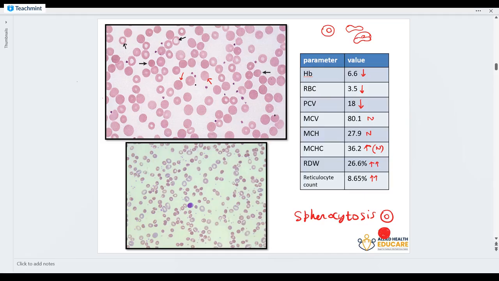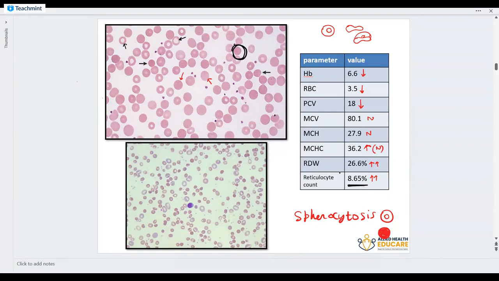So if the spleen encounters this type of abnormal RBC, it eliminates the RBC. This elimination of the RBC by the splenic macrophages leads to anemia. This type of anemia is called hereditary spherocytic anemia, and it is a special type of hemolytic anemia, extravascular hemolytic anemia. That is why the reticulocyte count goes up.